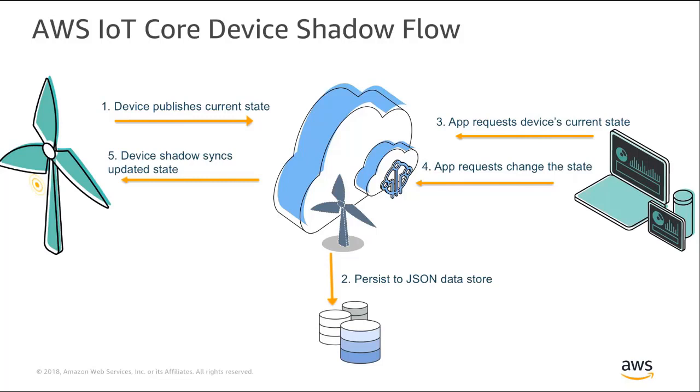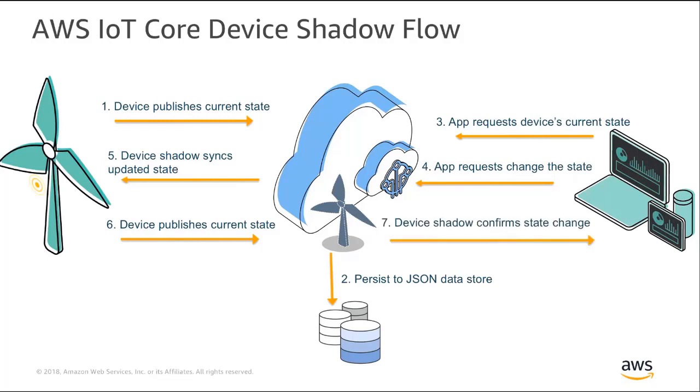Our windmill can take this change, issue it locally, and once it's complete, it can actually publish its new current state back to AWS IoT Core, and it gets stored in the device shadow again. And now our third-party application can just be listening in to know that this shadow change has been confirmed. And this is the end-to-end workflow for the AWS IoT Core device shadow.